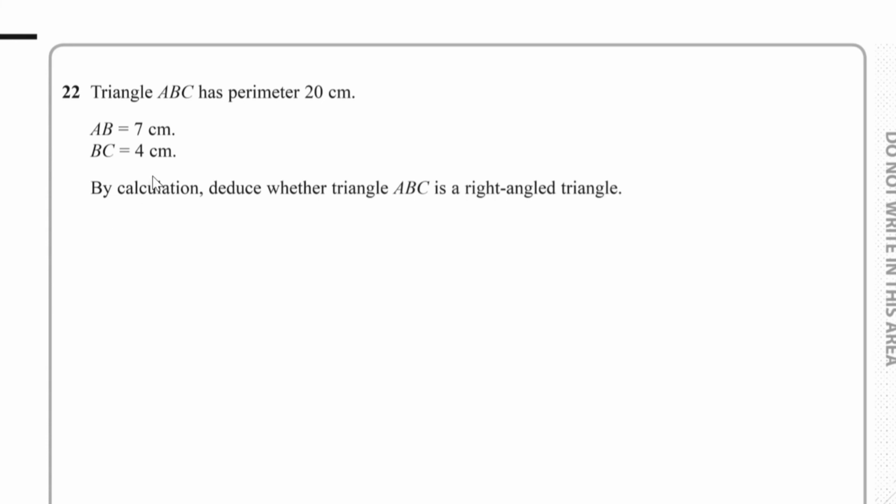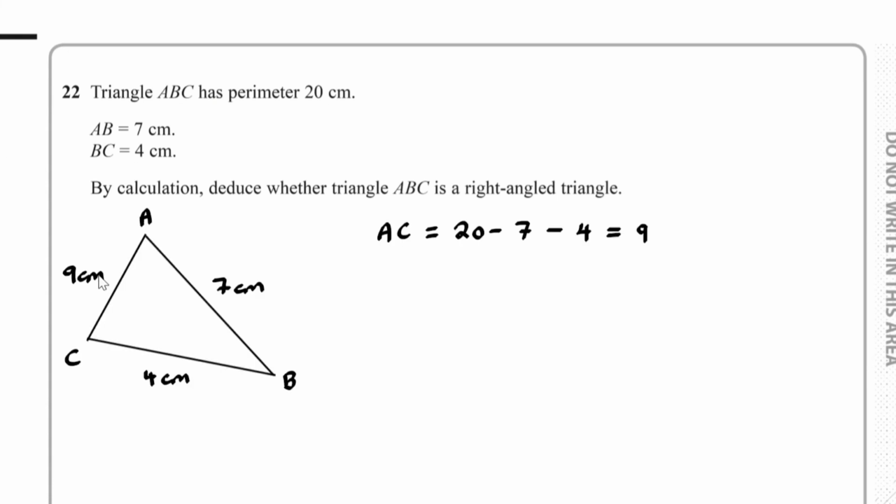Question number 22. Triangle ABC has a perimeter of 20 centimeters, and AB is 7 centimeters and BC is 4 centimeters. By calculation, we have to deduce whether the triangle ABC is a right angle triangle. Well, here we've got the triangle ABC, and note that AC is 9 centimeters because we've got 20 take away the 7, which is 4, which is 9 centimeters.